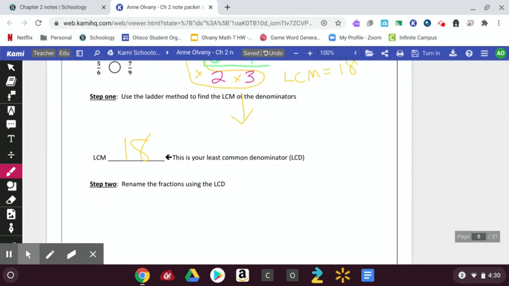Now we're going to rename the two fractions. I'm going to take the 5/6 and I'm going to change that into something over 18. And I'm going to take the 7/9 and change that into something over 18. To turn 6 into an 18, I multiply by 3. Whatever I do to the denominator, I have to do the same to the numerator. So this fraction, the equivalent fraction, is 15/18. Over here, I'd have to multiply by 2 in the numerator and denominator to get 14/18.